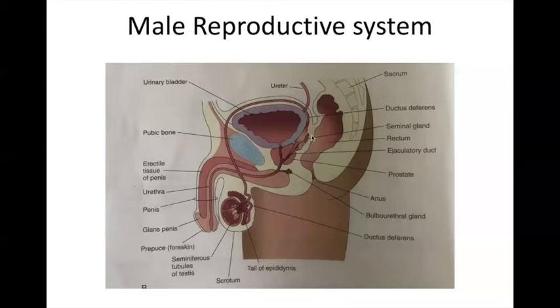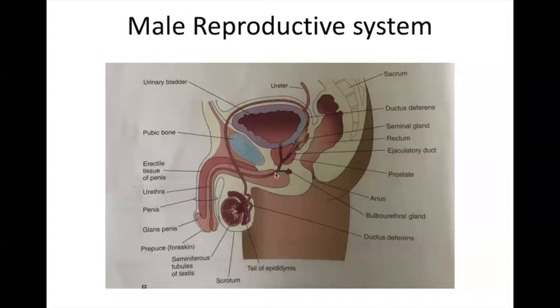So this is the seminal gland. The seminal gland and the ductus deferens both empty into the ejaculatory duct. The ejaculatory duct lives inside this structure right here, which is the prostate. And you'll notice that the prostate also houses part of the urinary urethra. This is the prostatic section of the urethra. And then this is, I think it's called, the membranous section of the urethra. And then this is the penile portion of the urethra.